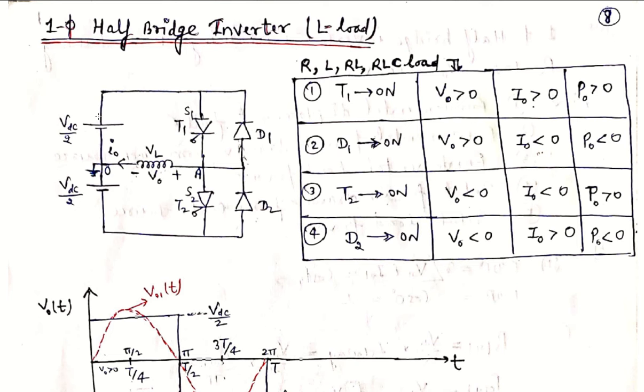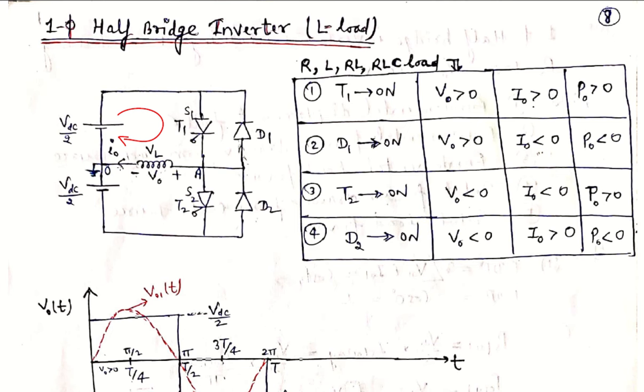As T1 is on, then V naught is greater than 0, I naught greater than 0, and power greater than 0. See, we assume the reference polarity to be plus minus V naught, which is the instantaneous output voltage, and I naught to be the instantaneous output current, flowing from point A to O, and the load is connected between the points A and O. So when T1 is on, or if the gating pulses are applied for the switch S1 or T1, then the output voltage appears across the load, which equals VDC by 2, and the current is flowing as per the reference polarity we assumed, from A to O.